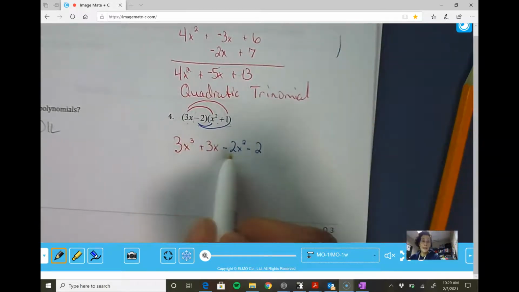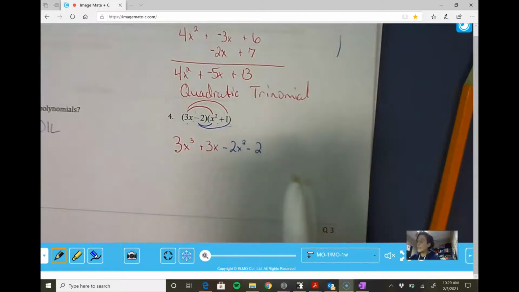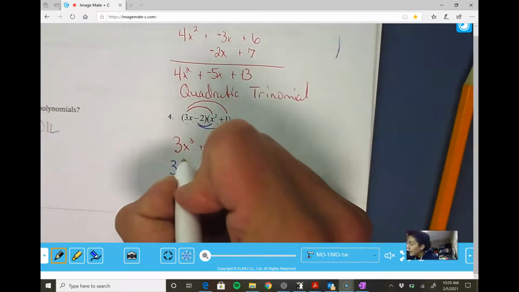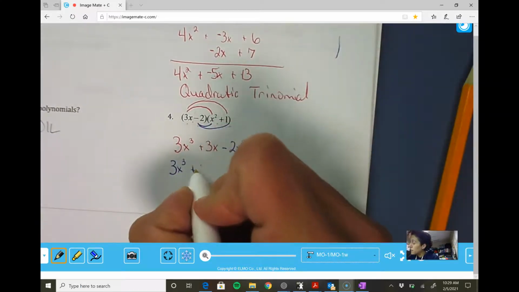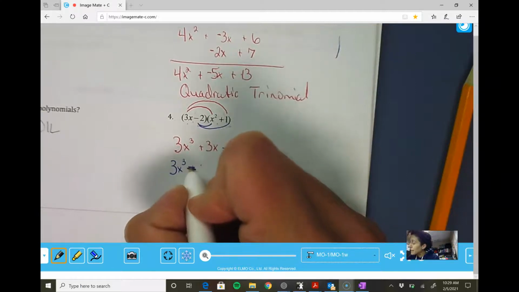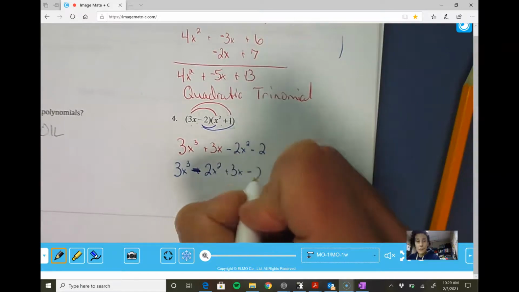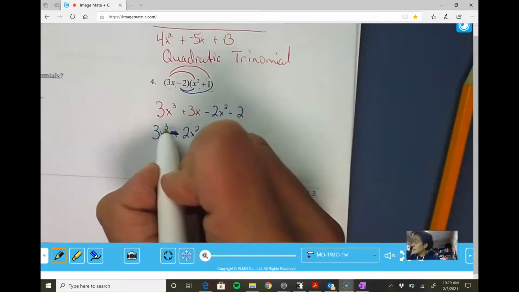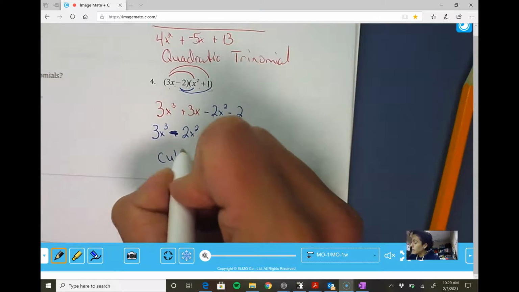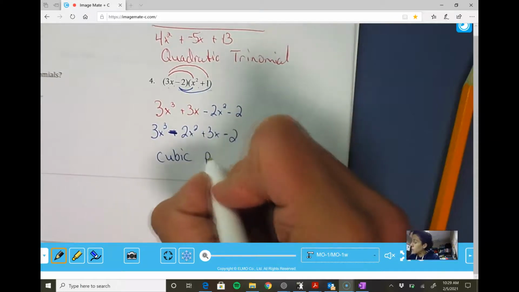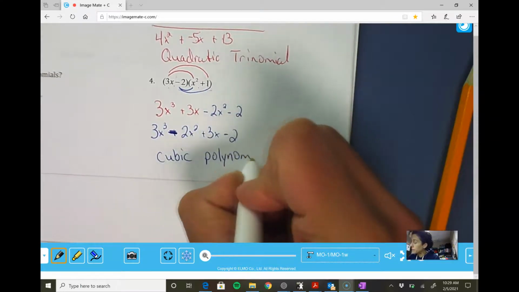And this is it. I can't combine any like terms. If we were to write it in standard form, I would do the x cubed. That should be a minus, minus the 2x squared, then the 3x, and then the minus 2. And if I were to name this, this is a cubic. And because we have 4 terms, we would just call it a polynomial.